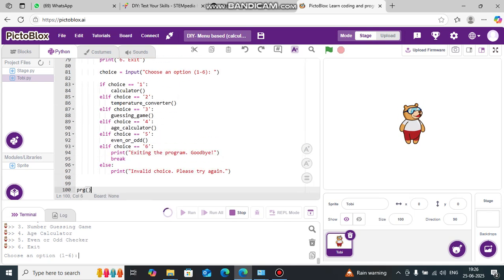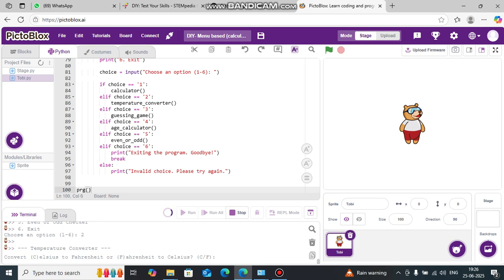And the main program, that is the PRG, is called in the end, such that when we execute the program, we get a command to enter the choice from 1 to 6. And accordingly, as we enter the option, the particular program will be called.